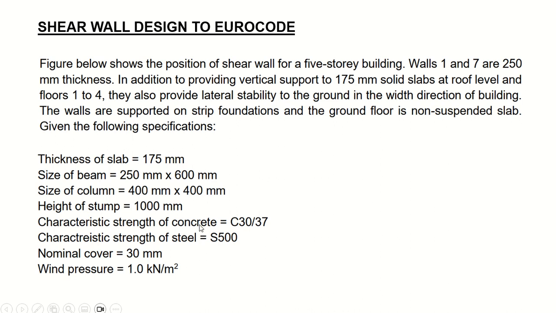Characteristic strength of concrete, your fck, we will use 30 MPa. For the fyk, characteristic, slightly spelling error here. Characteristic strength of steel, fyk 500 MPa or Newton per millimeter square. You have a nominal cover of 30 mm, and wind pressure is 1 kilonewton per meter square.